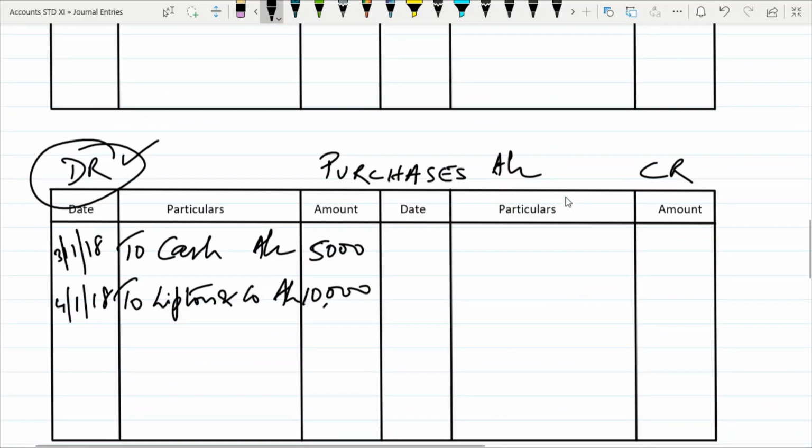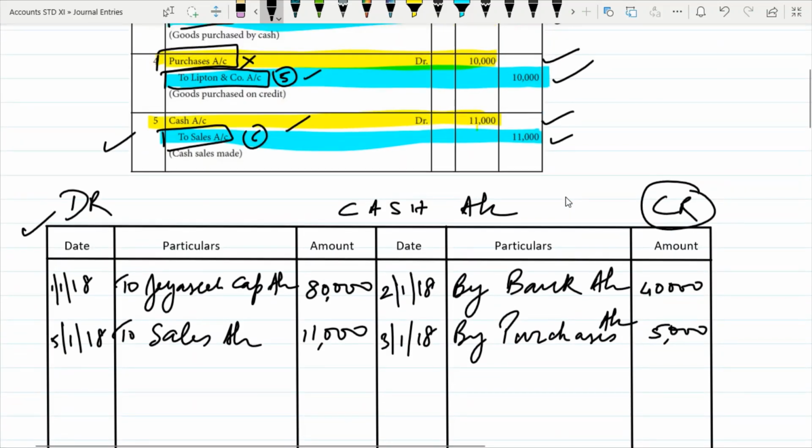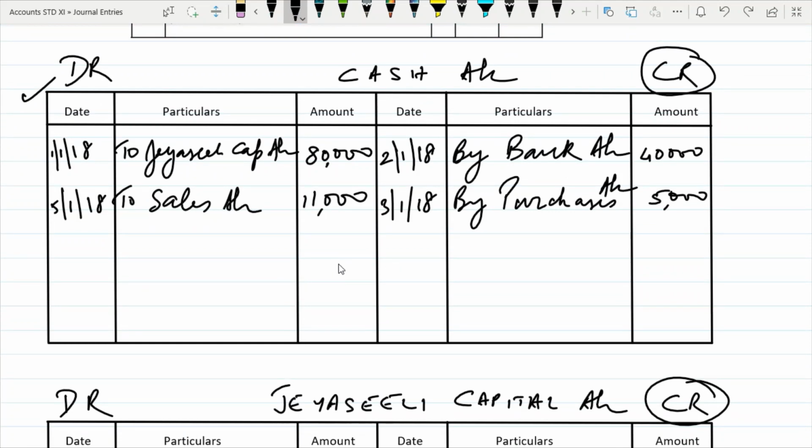Now let us start with the balancing of the ledger. Now I said whichever side is higher, you have to write the highest figure here. So if the debit side is higher, you will have to write the figure here. If the credit side is higher, then you'll have to write the credit side figures here in both the cases.